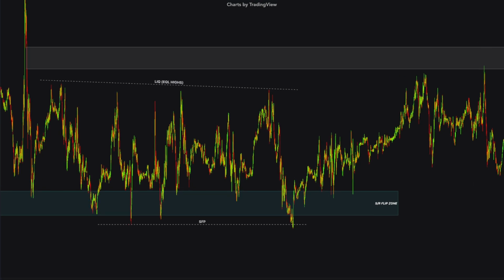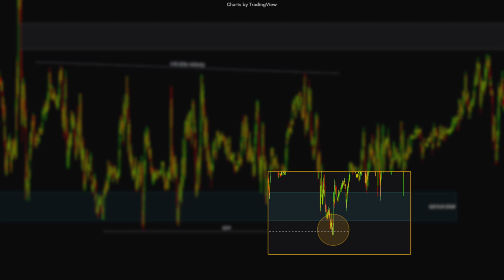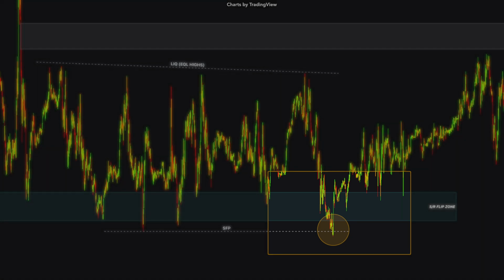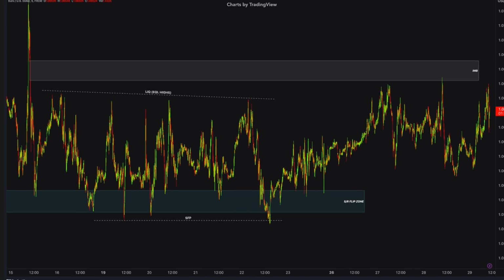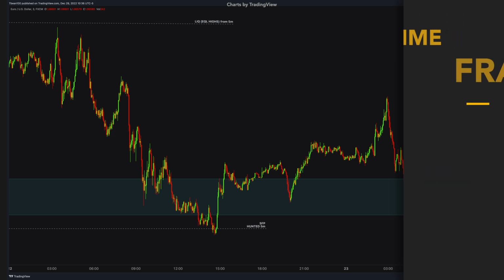What else do I have here? Right at the bottom is a swing failure pattern. You can see how the price sharply drops and clears all the liquidity below, and finally creates the swing failure pattern. Okay, everything is great. Let's dive deeper into the 2-3 minute charts and let's see what we can find to enter a trade. Okay, let's do a full analysis in this 3-minute chart.